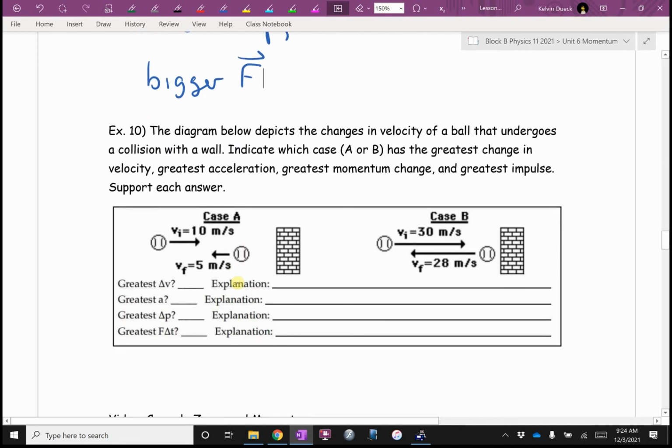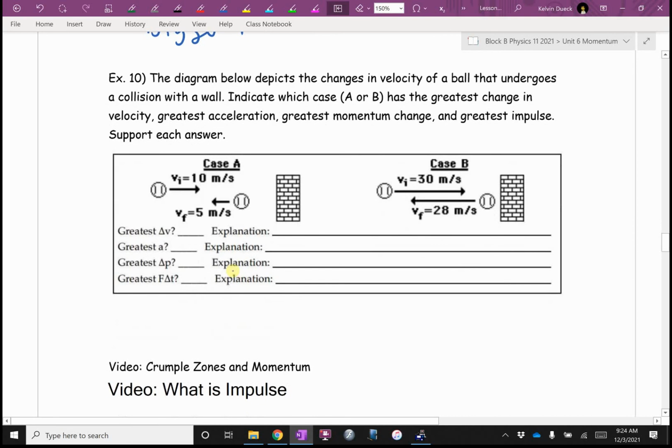Example 10. The diagram below depicts the changes in velocity of a ball that undergoes a collision with the wall. Indicate which case, A or B, has the biggest change in velocity. Put it face down in the appropriate block, Camille, when you're done. Thank you. Greatest acceleration. Okay, first of all, which one has the biggest change in velocity? What is the delta V of this one here? Not 5. What is it? Either negative or positive 15, depending on which way you let be positive. Definitely has a magnitude of 15.